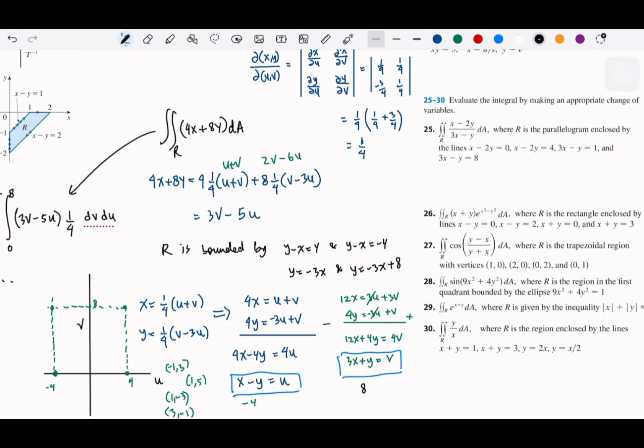So this gives you ideas. Maybe we could change y minus x to u or v, and y plus x to u or v. Then use those transformations, check all the vertices, and write the new equation. Find the Jacobian value. First, practically the same thing.